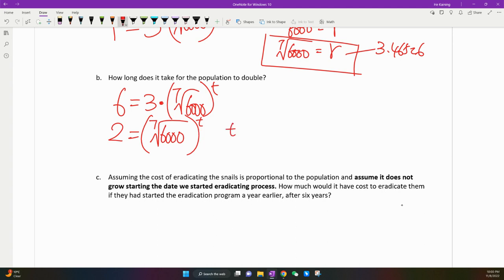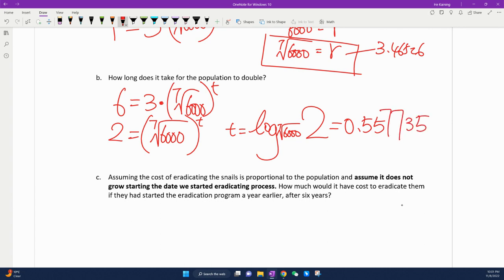So t, which is our power, is going to be equal to log base, and then the answer constant. So here, you are actually going to get an answer after you punch it in the calculator, by the way. After you punch it in the calculator, you get 0.557735 year. So I would say about half of a year, or about 2 seasons, 6 months, something like that.